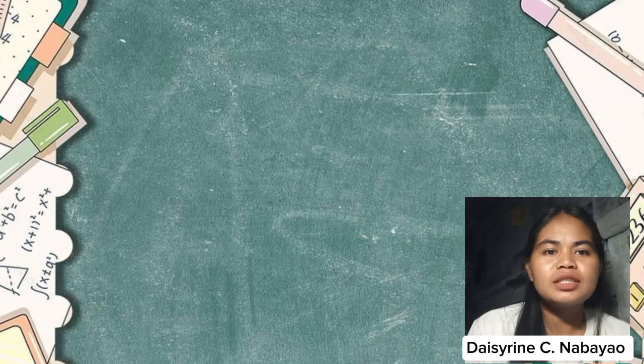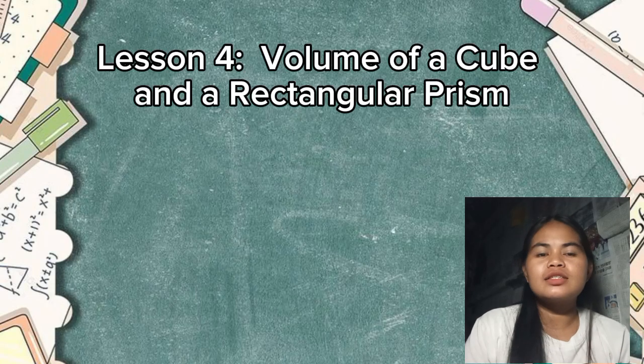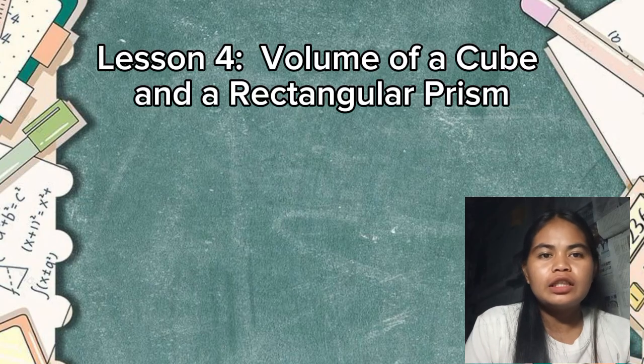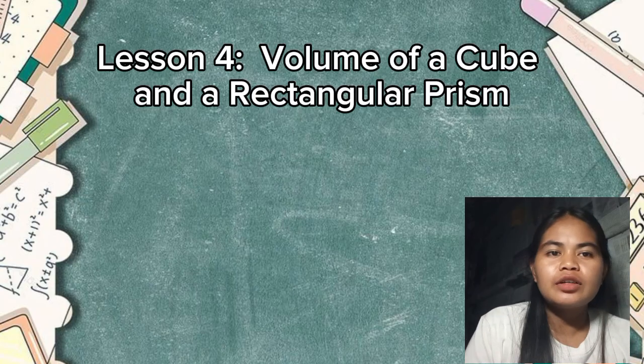Hello everyone, my name is Taser Nabayaw and now let's proceed to another topic, Lesson 4, Volume of a Cube and Rectangular Prism. But before that, here's our learning objectives.